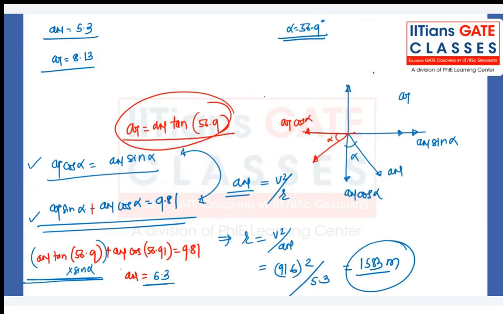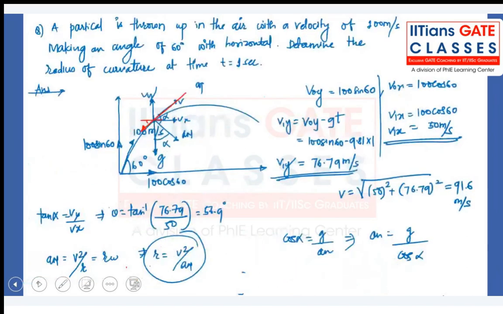So let me repeat this question, as we have made some corrections here. A particle is thrown up in the air with a velocity of 100 meters per second, making an angle of 60 degrees with the horizontal. Determine the radius of curvature at the time 1 second. As we are working against gravity, initially velocity is 100 meters per second, later it became 91.6 after 1 second, right? We just calculated. So during this 1 second, the change in velocity is negative. It means it's a deceleration. So that is the reason AT direction should be downward. N is always towards the center.